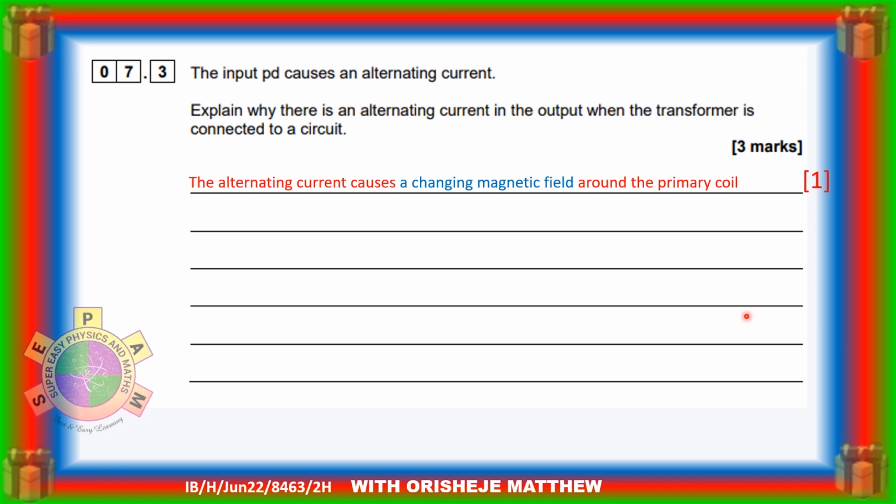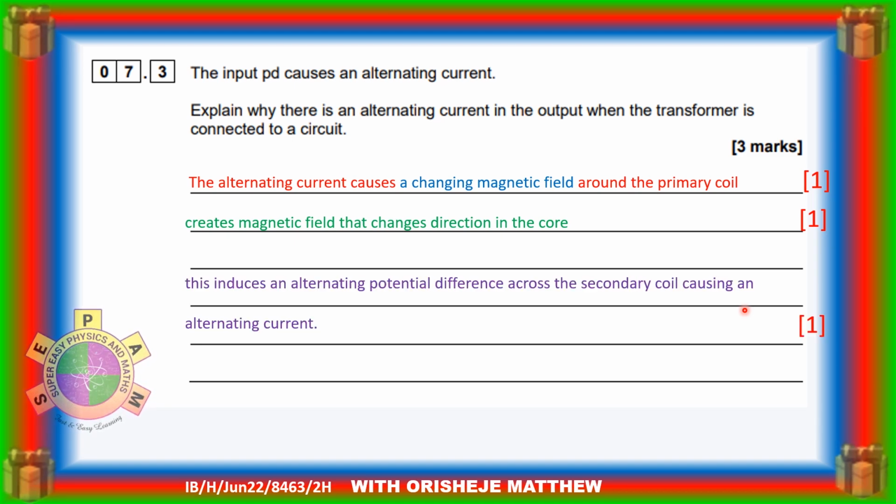And then next, this will create a magnetic field that changes direction in the coil. Then this induces an alternating potential difference across the secondary coil, causing an alternating current. So this is the principle of the transformer, which is the principle of electromagnetic induction. So with this, you have the 3 marks awarded.